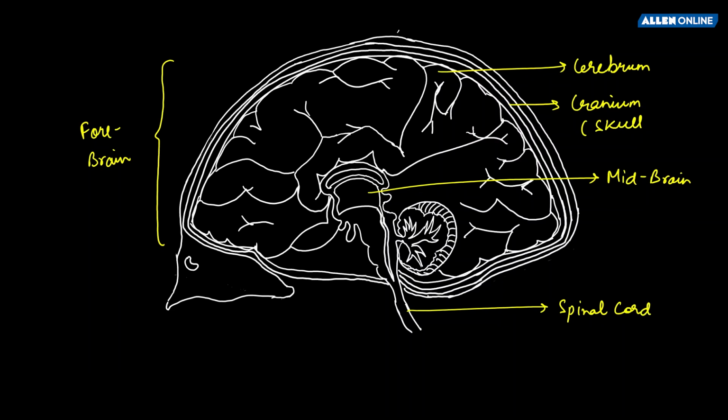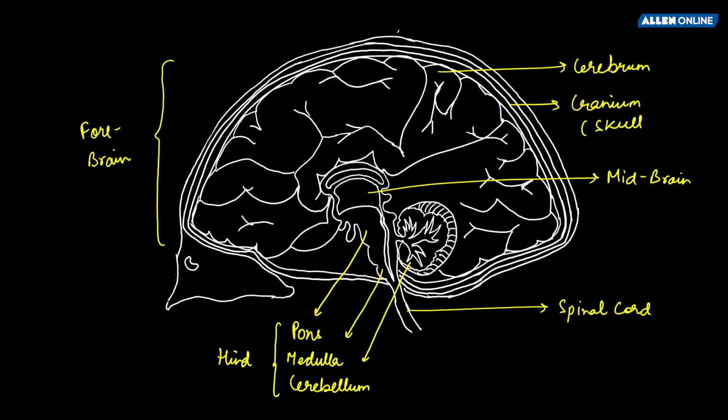Then we will label the parts of the hindbrain, that is the pons, medulla and cerebellum. Okay, so first we will label this pons, then medulla and cerebellum. Together we will write it as hindbrain here.